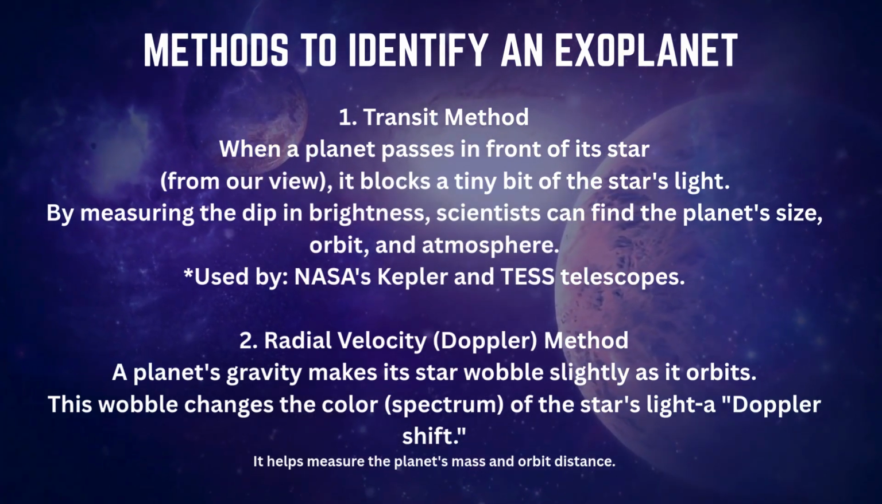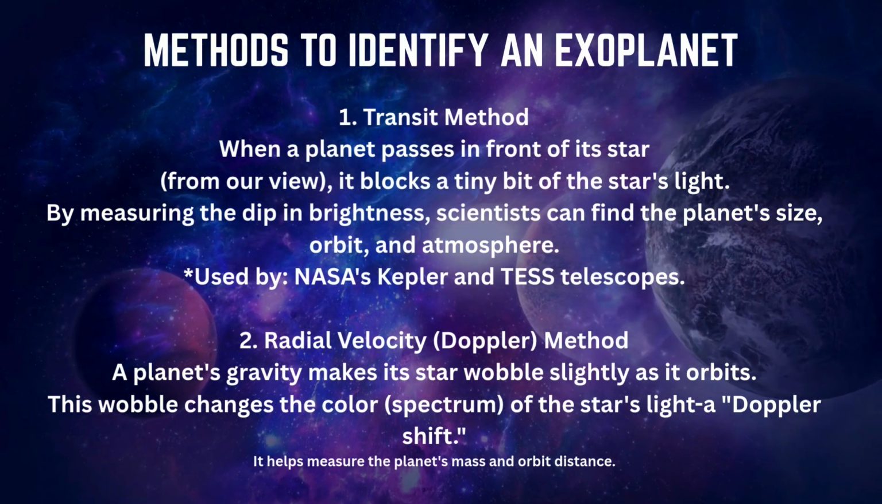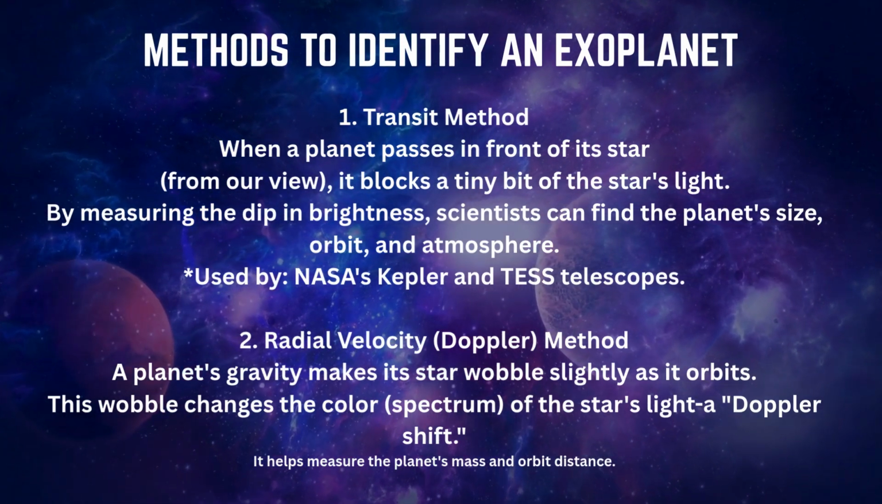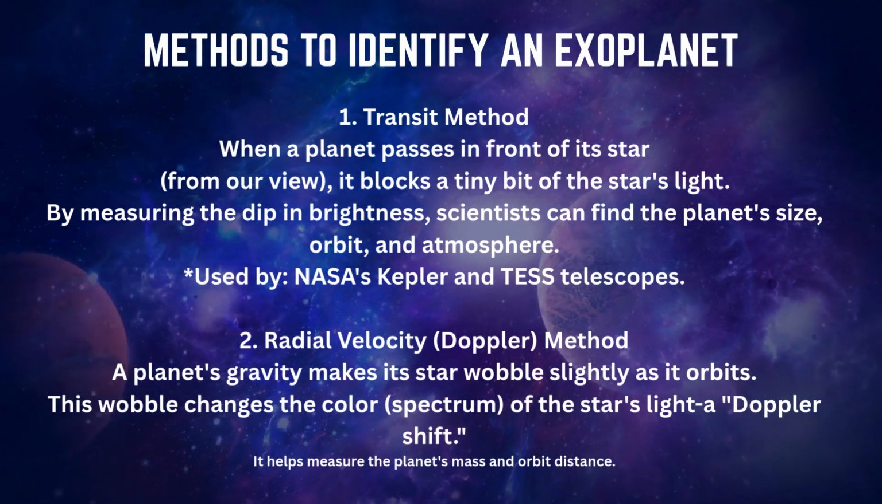2. Radial velocity, Doppler method. A planet's gravity makes its star wobble slightly as it orbits. This wobble changes the color spectrum of the star's light, a Doppler shift. It helps measure the planet's mass and orbit distance.